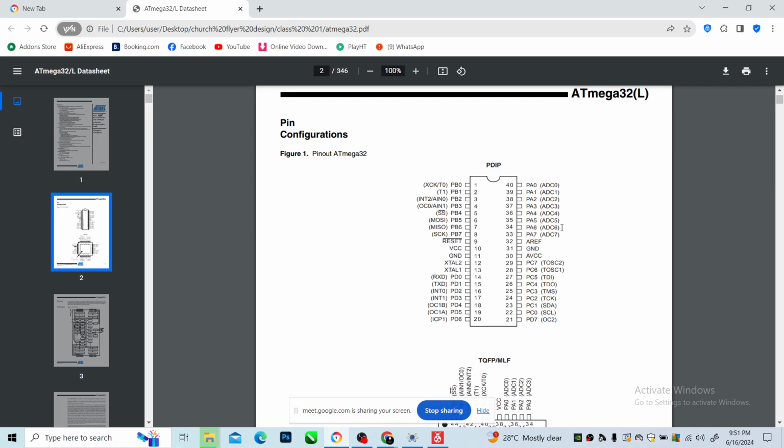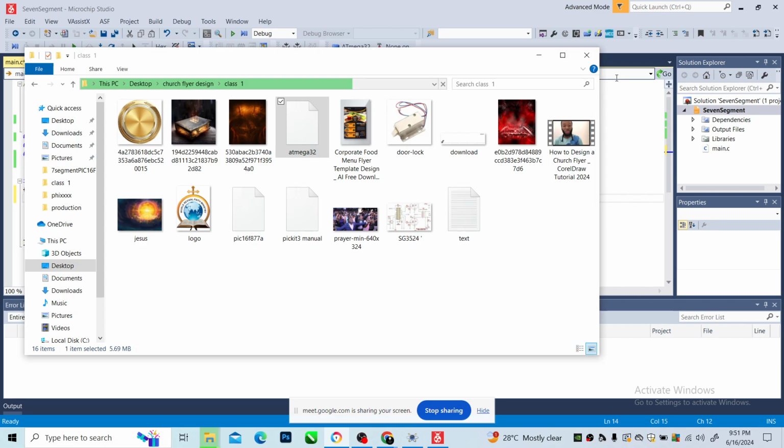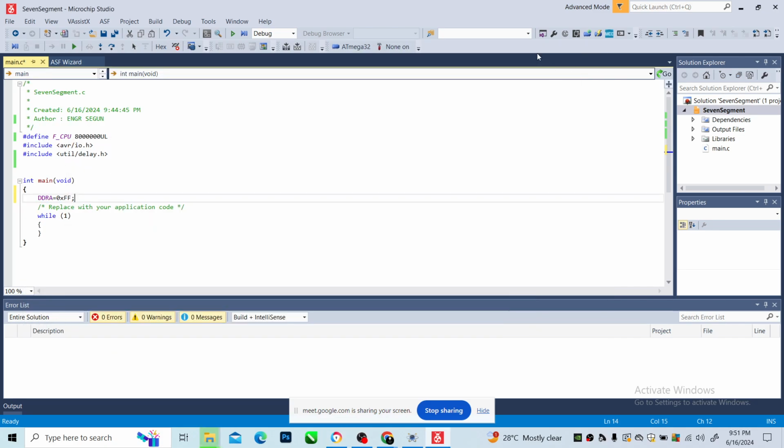Can you see? It's 8. So for PIC, that port A is 6. Ask your question: how do you write that? I will answer you very clearly.